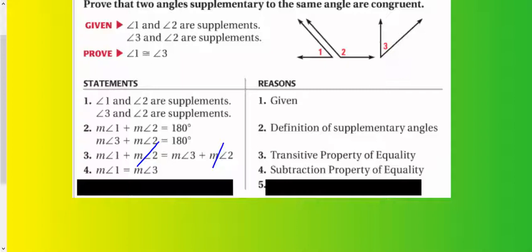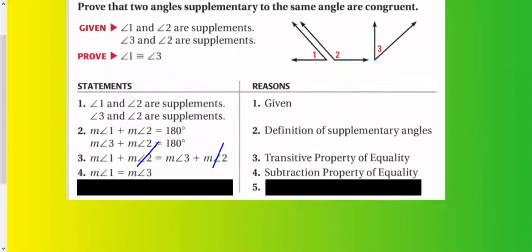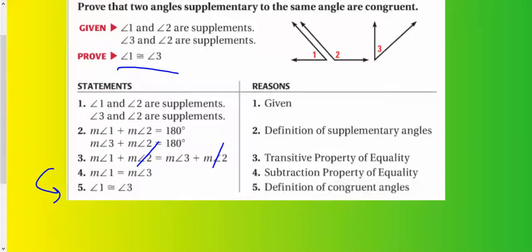And now, again, that last step, I'm trying to show that they're congruent. So I actually need to do one more step here. This is that weird step that you'll get used to. Definition of congruency. So I'm obviously going to say definition of congruency. The measures are equal, the angles are congruent. And the same goes for segments.